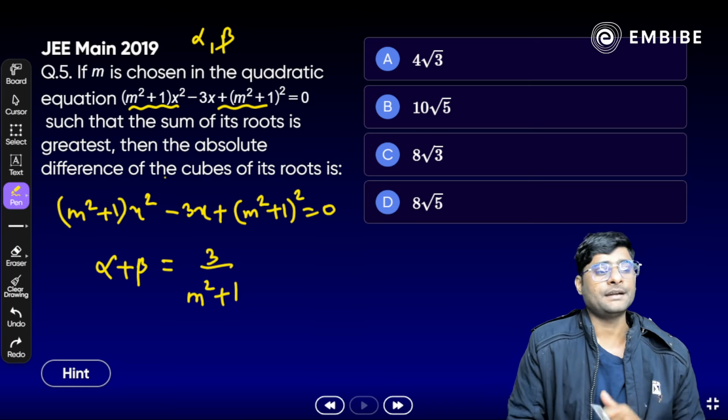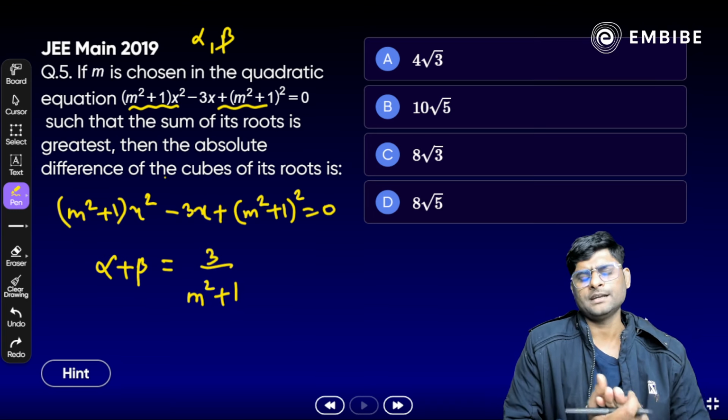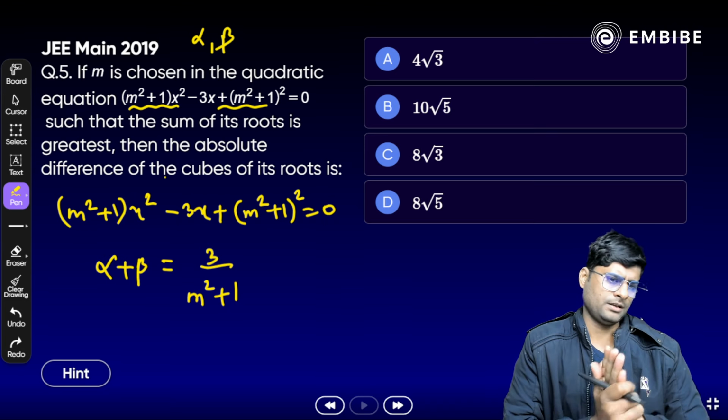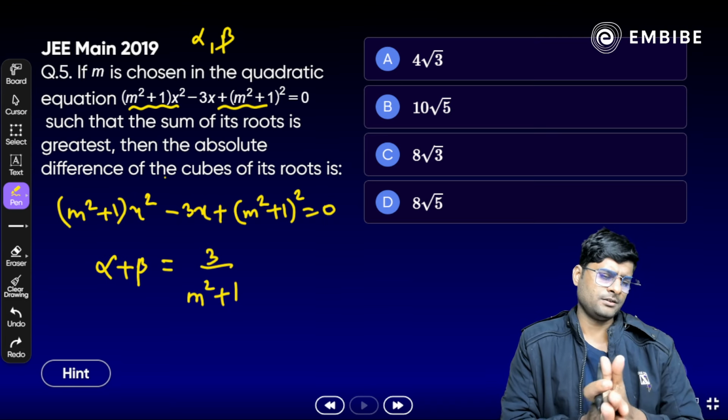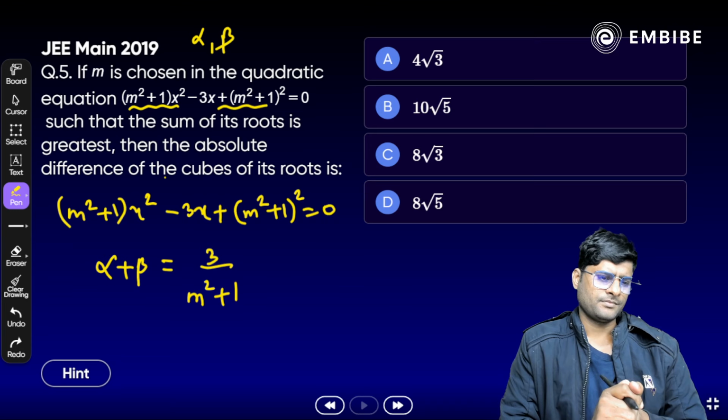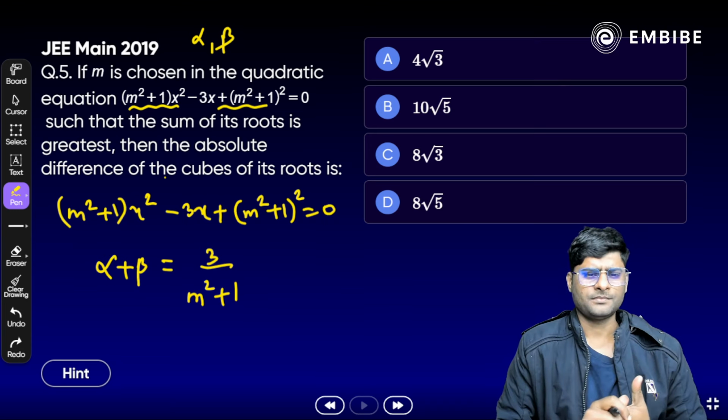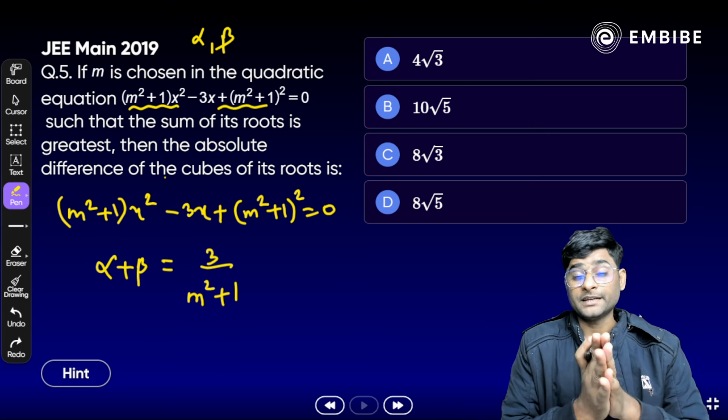Now, it can be greatest. Under which condition? When will it be greatest? When will the value be the maximum? It is inversely proportional to m square plus 1. On which value of m should alpha plus beta be greatest?